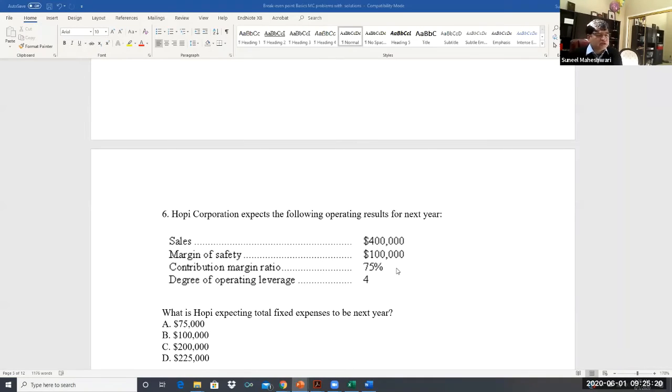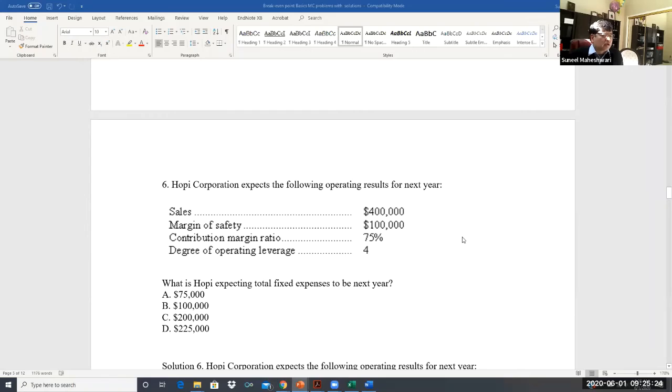So let's do the next question, number 6. So Hopi has the following data. Margin of safety is 100,000. That means you've got 100,000 over the break-even point. Your contribution margin is 75%, so your variable cost ratio is 25%, and degree of operating leverage is 4. You are expected to find out the fixed expenses. Again, algebra will come in handy at this time.